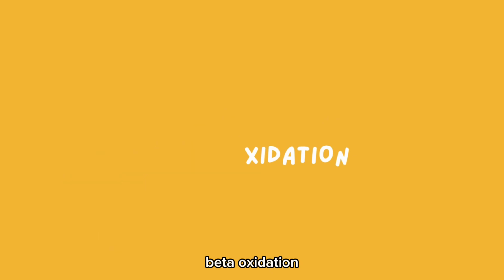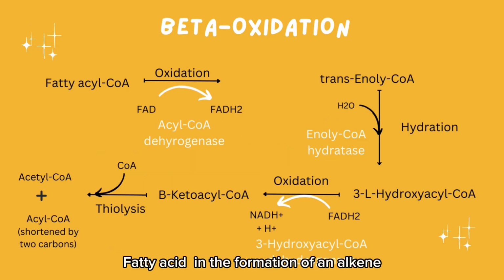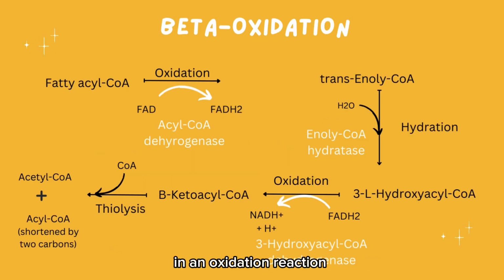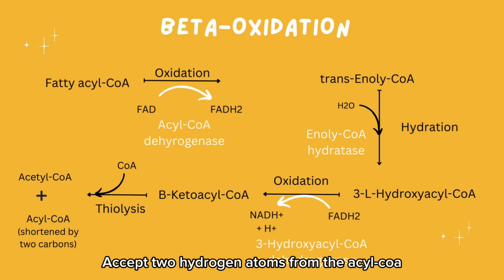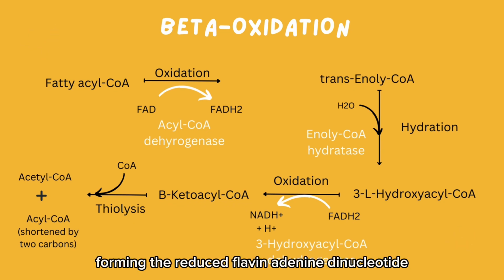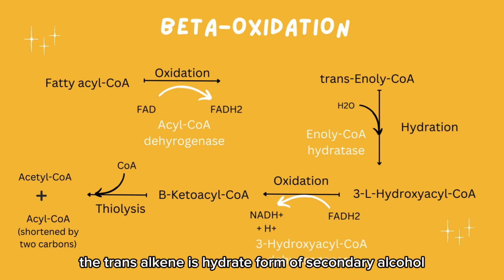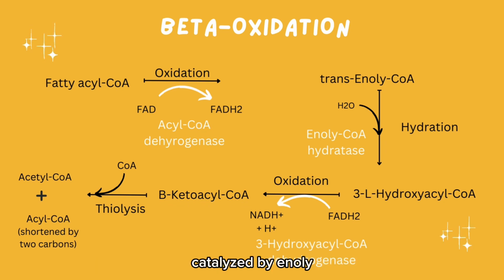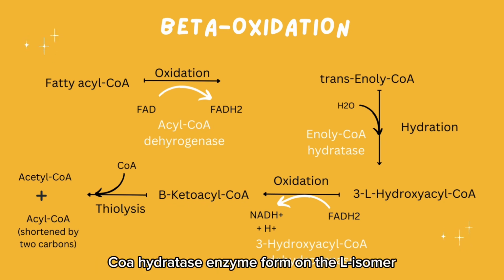Beta oxidation. Fatty acid is converted into an alkene in an oxidation reaction catalyzed by the acyl-CoA dehydrogenase. In this reaction, the coenzyme FAD accepts two hydrogen atoms from the acyl-CoA, one from the alpha carbon and one from the beta carbon, forming the reduced flavin adenine dinucleotide FADH2. Next, the trans-alkene is hydrated to form a secondary alcohol in a reaction catalyzed by enoyl-CoA hydratase. Enzyme forms only the L isomer.